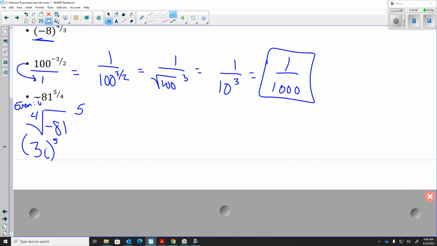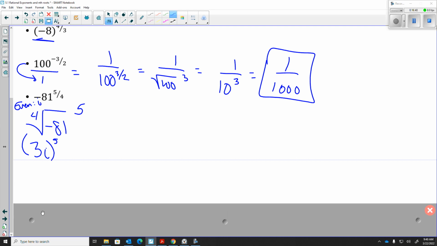This is going to be fun. 3 to the 5th power. That's the fourth root of 81. So 3 to the 5th power is what? 3 times 3 times 3 times 3 times 3. Wait, what was it? 243. That's 81 times 3. 243. Just use a calculator.